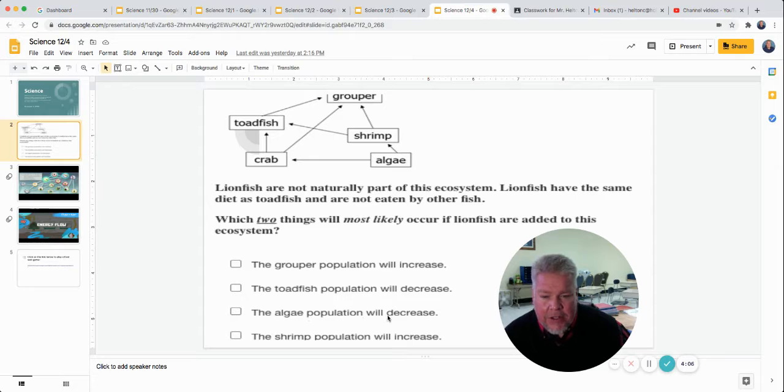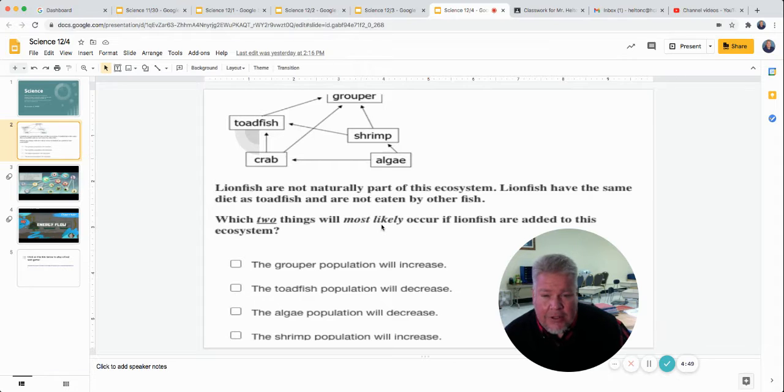The algae population will decrease. Well, let's see. If we've got a toadfish and a lionfish eating shrimp and crabs, and the shrimp and crabs are eating the algae, but we've got an extra fish eating them, then there's going to be less shrimp and less crabs, so there will be more algae, right? Okay. So, fourthly, the shrimp population will increase. Okay, well, if there's toadfish and lionfish eating shrimp, then it looks like the shrimp population would decrease.